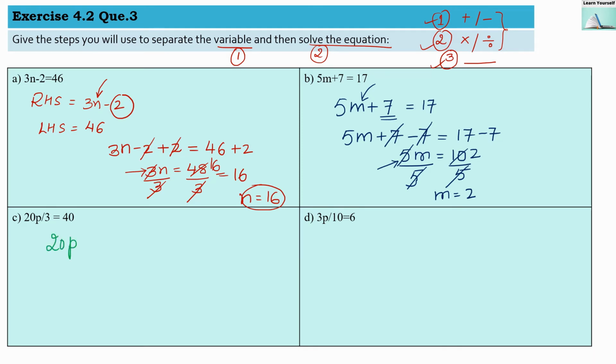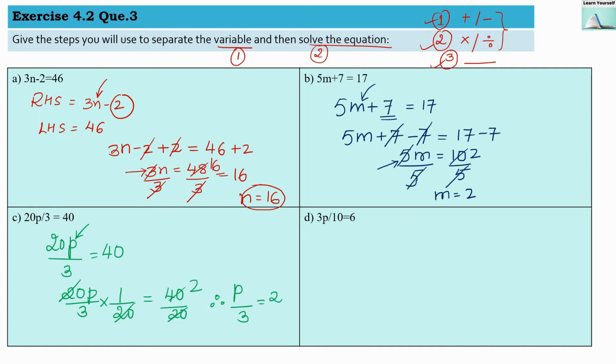20p divided by 3 equals 40. Now we want to make p separate. First we can divide by 20 on both sides. 20p divided by 3 is already there, and along with that I am dividing by 20, so we can separate the p. On both sides we are dividing by 20, so this 20 and this 20 get cancelled out. Here 20 2s are 40. So we get p divided by 3 equals 2.